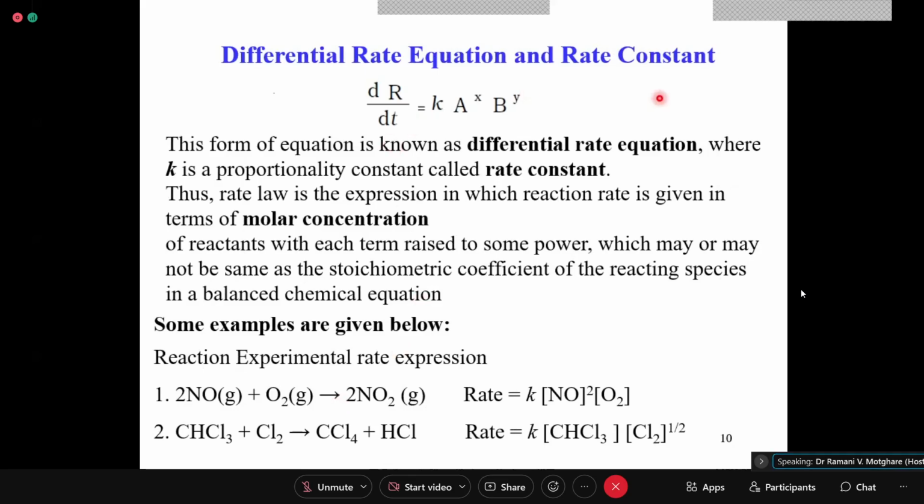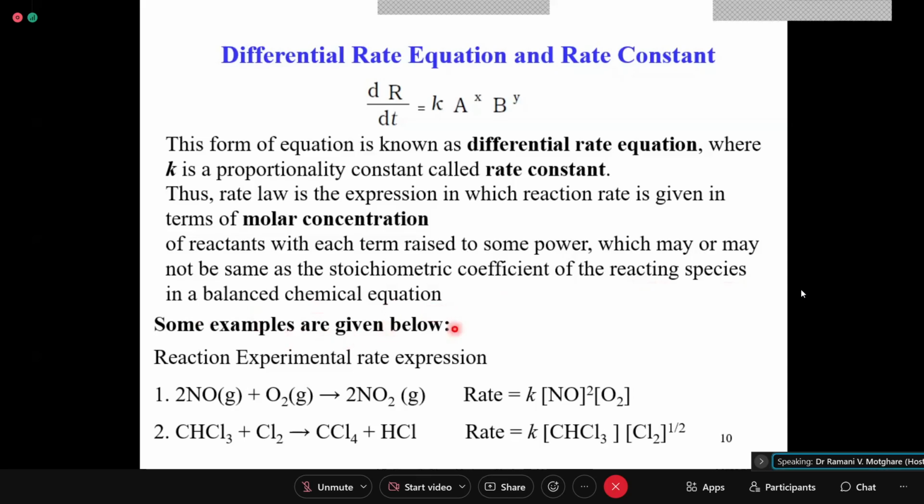Differential rate equation and rate constant. This form of equation is known as the differential rate equation, that is, dR by dt, the rate of the reaction, is equal to the rate constant k into [A] raised to x, [B] raised to y. The rate law is the expression in which the reaction rate is given in terms of molar concentration of reactants, with each term raised to some power which may or may not be the same as the stoichiometric coefficient of the reacting species in a balanced chemical equation.